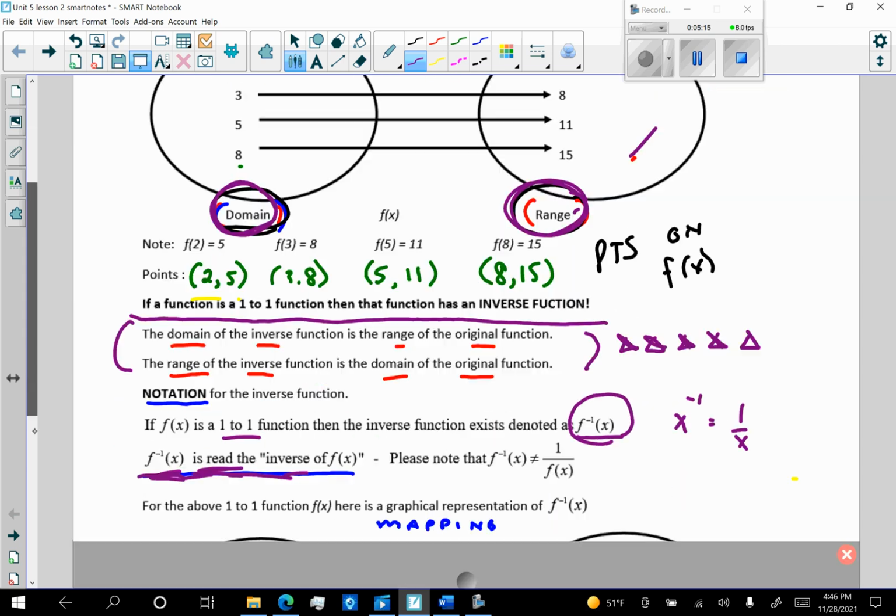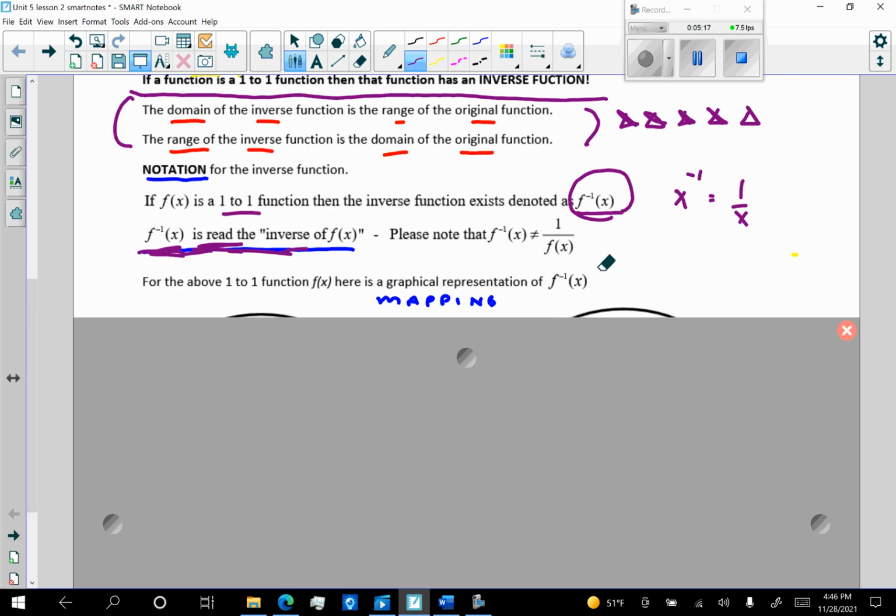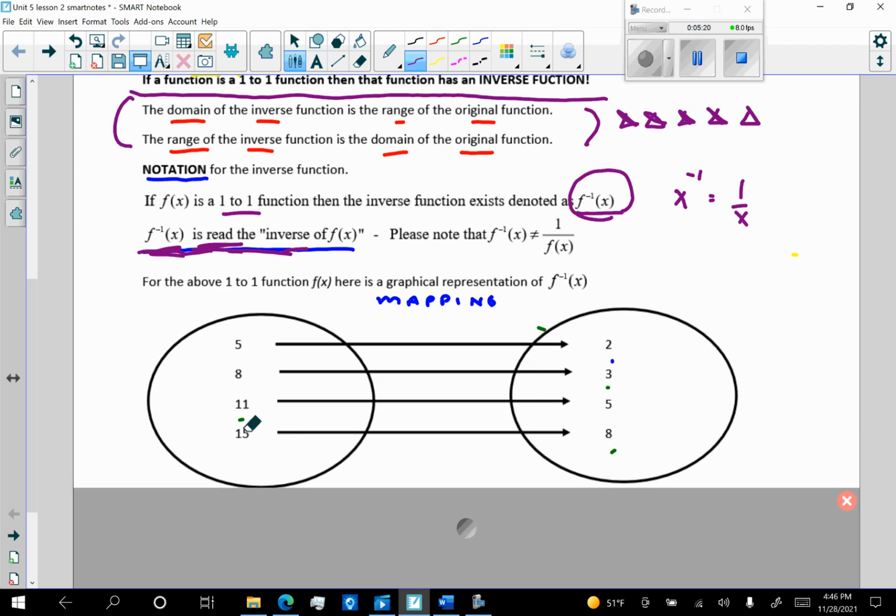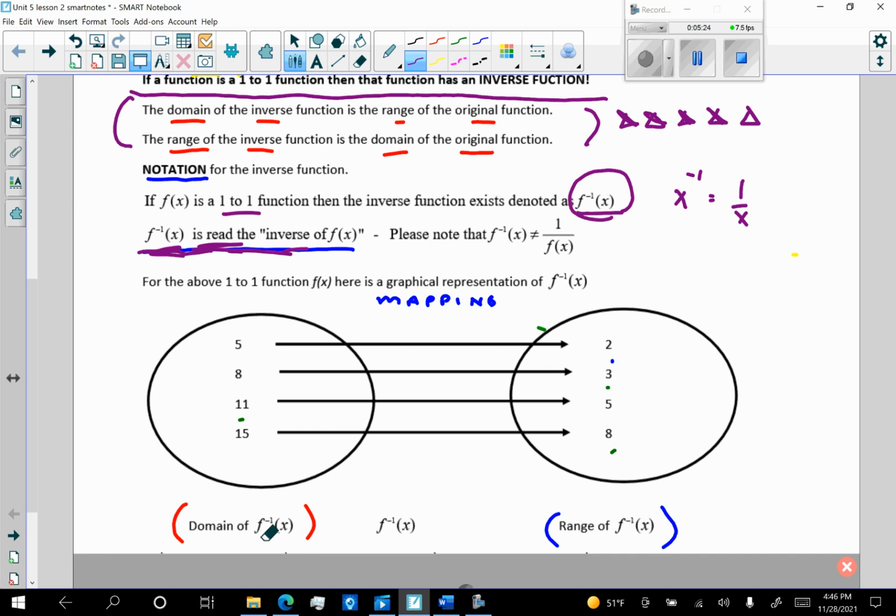And so here we go, because I'm going to create a mapping for the inverse of that guy up there. Well, here is the range of the original function, and this is going to be the domain of the inverse. These numbers here were the domain of the original function. They become the range of the inverse. And we see the inverse mapping is 5 maps to 2, 8 maps to 3, 11 maps to 5, and 15 maps to 8. So this is the mapping of the inverse of f of x.